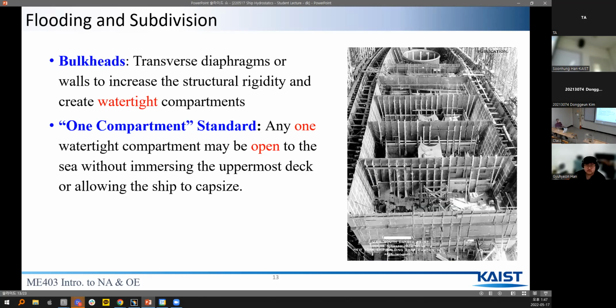So to prevent flooding, subdivision is applied. Bulkheads are transverse diaphragms or walls that increase the structural rigidity and create watertight compartments.